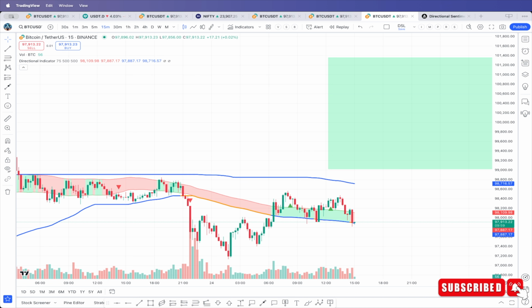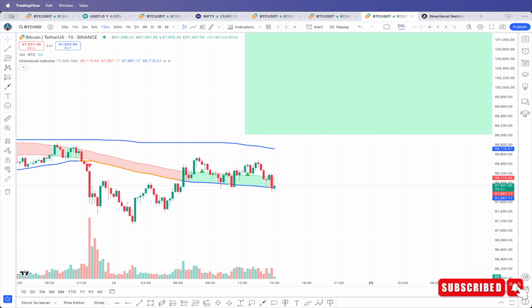So the purpose of the green box is to set take profit levels for long trades, and the red box is for short trade profit booking levels. So that's the purpose.